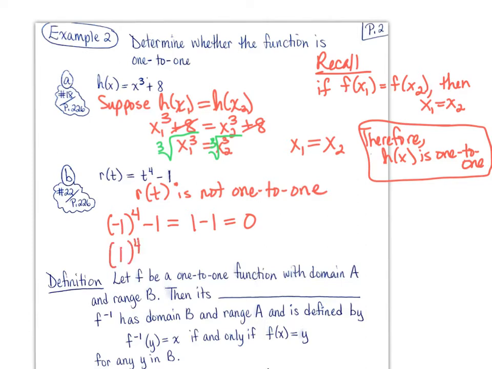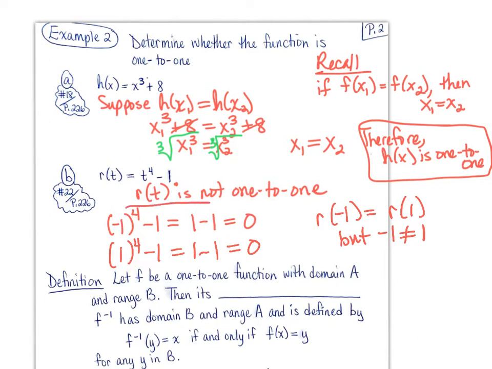1 to the 4th minus 1 is equal to 1 minus 1, which is 0. So here we have f of negative 1 is equal to f of 1, or not f, we have r in our case, right? So let's use r. So r of negative 1 is equal to r of 1, but negative 1 is not equal to 1. So that shows us that r of t is not 1 to 1 here. Okay, so r of t is not 1 to 1.